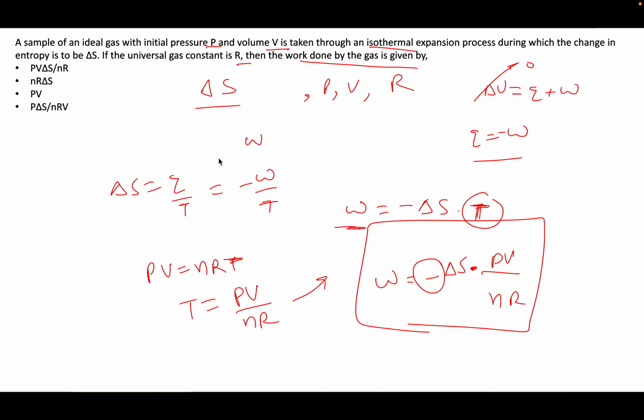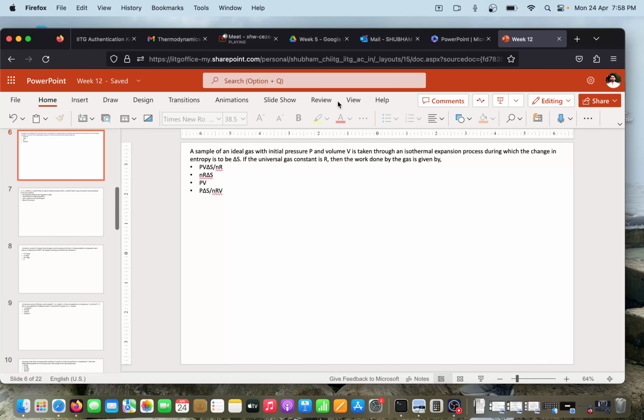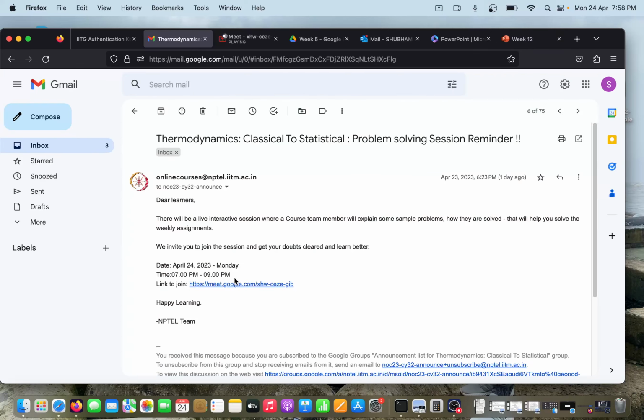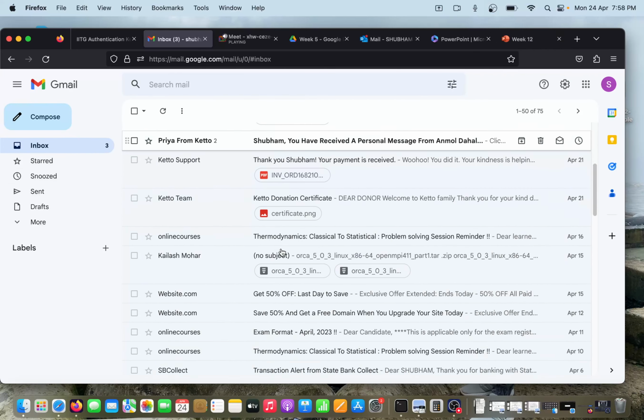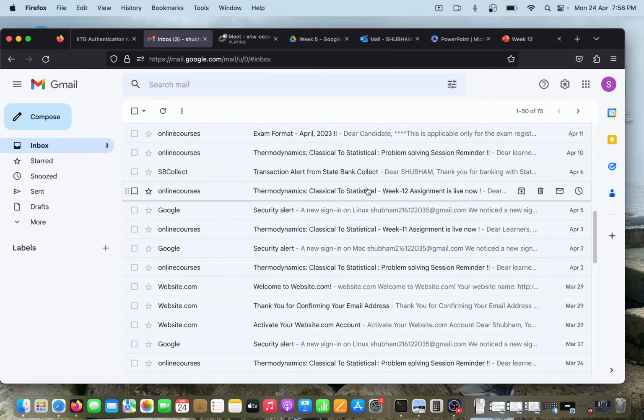So this is expansion, and for expansion delta S is positive. So this would be minus delta S PV upon nR. Let me check in the question, in the assignment. This is from the assignment only. So let me just check this.